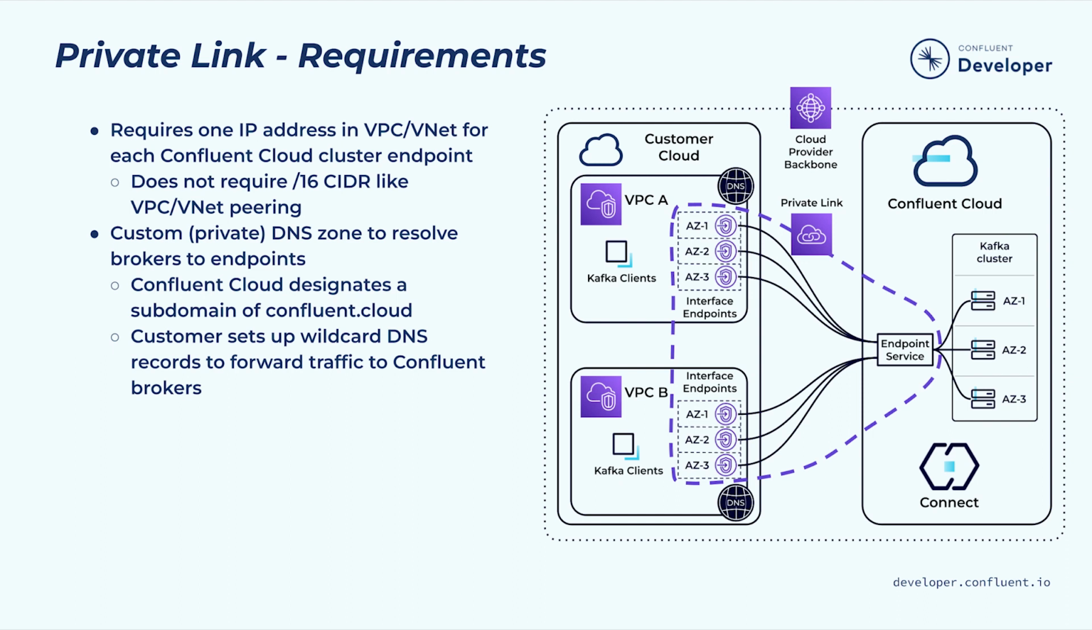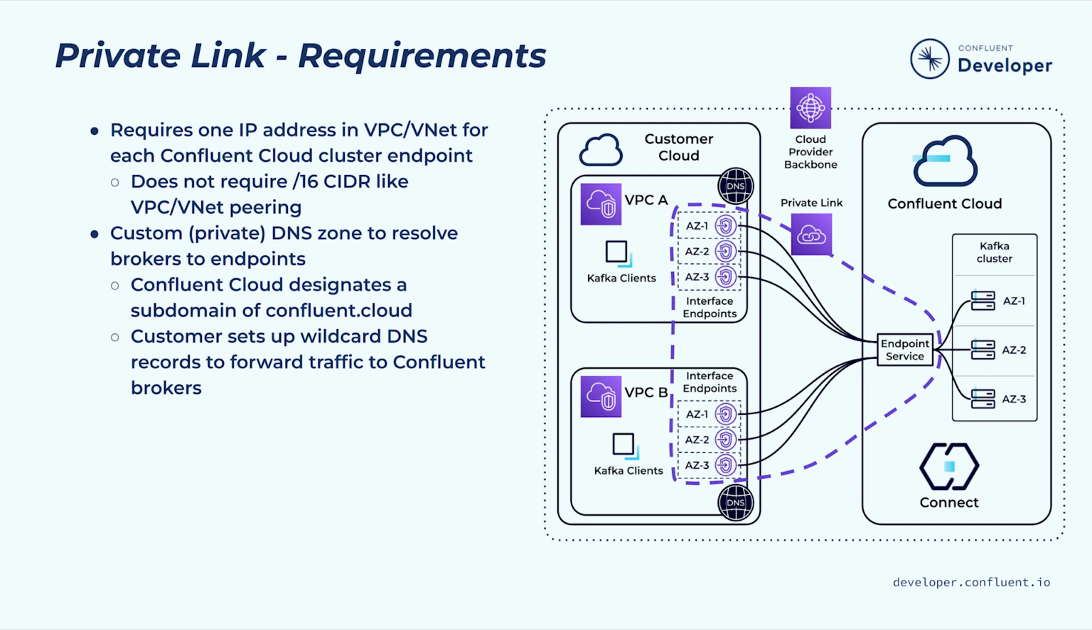On your side of the network, we require you to set up wildcard DNS records to forward all traffic destined for Confluent brokers to the correct Private Link endpoint that exists in your VPC. For AWS, this is a DNS CNAME record. CNAME records translate domain names to other domain names. For Azure, this is a DNS A record. A records translate domain names to IP addresses.